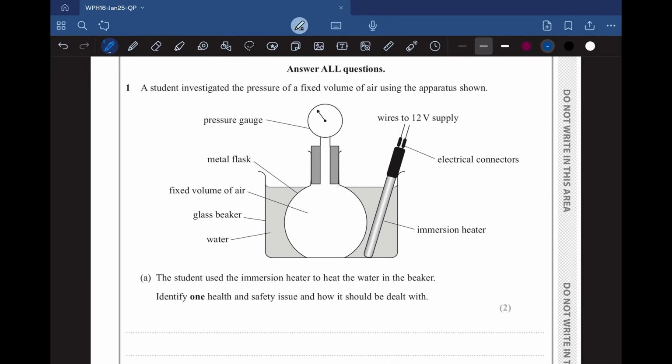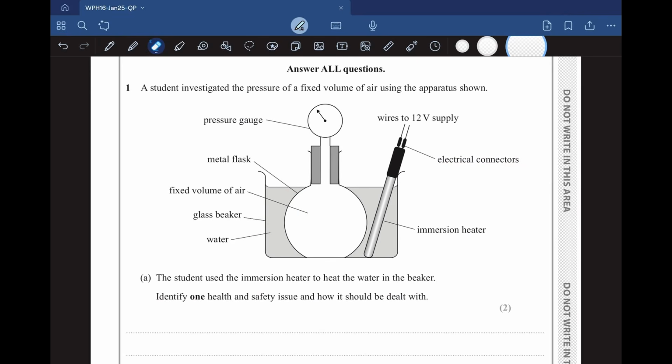A student investigated the pressure of a fixed volume of air using the apparatus shown. So, what are the apparatus that they have given us? There is basically a glass beaker, and there is water in the glass beaker, and there is also a metal flask, and inside the metal flask, there is a fixed volume of air. Then there is an immersion heater as well, connected with electrical connectors.